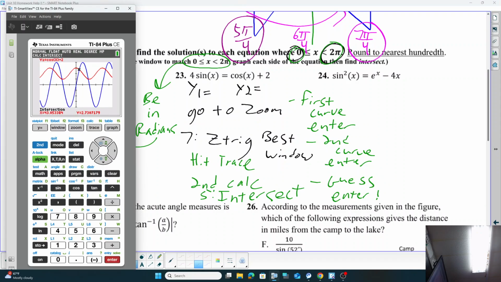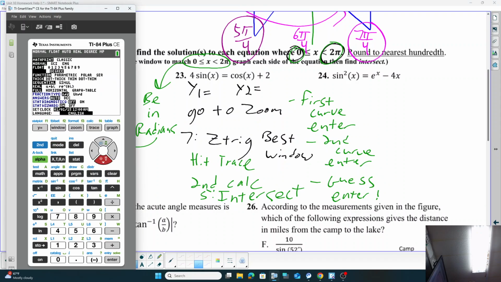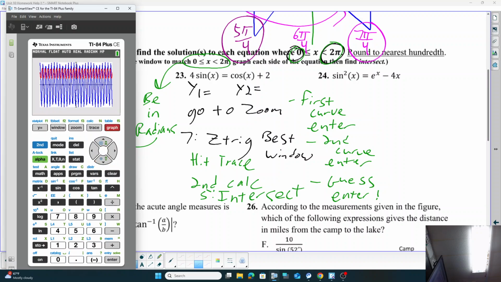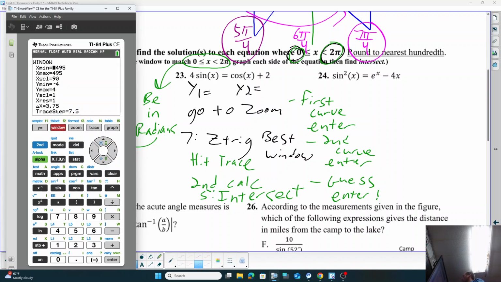So we go back to our calculator. We go to mode. We go to radians. And then we hit graph again. Oh my goodness, that's crazy. What just happened? My heart just went that fast. We're going to have to go to window.